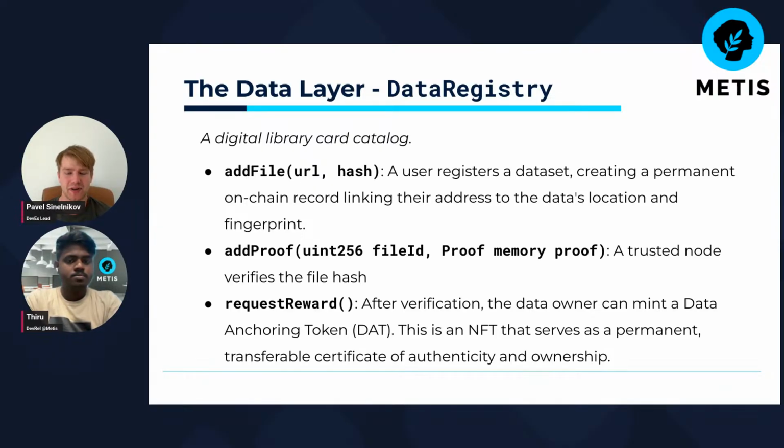Now the ability to verify the node, to verify that data, is the add proof function. Add proof specifies the ID that the add file operation was given, and then the proof is essentially the verification that went into that process to make sure that the data does in fact exist and is accessible. And so the final step is that upon providing the data, you would essentially get a DAT, or data anchoring token, and that corresponds to the ownership of that asset and potential royalties that come with it.